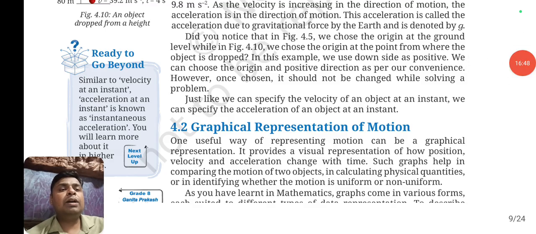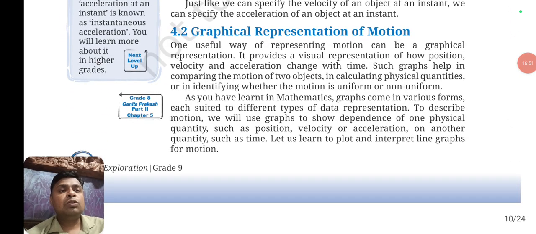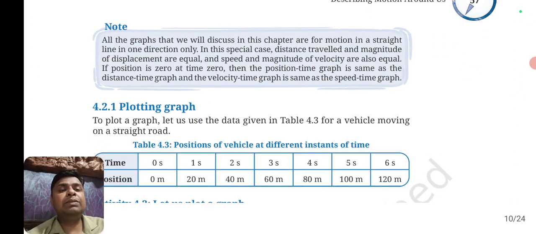Now let's go to the graphical representation of motion. It's very useful to draw graphs. It gives a picture. Mathematics really helps science in this way. So you can draw different types of graphs to represent the position, velocity, acceleration, and you get many things from it.